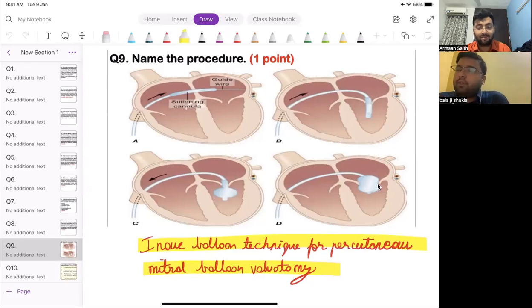So it is used for mitral stenosis. It is the percutaneous mitral balloon valvotomy, and it is known as the Inoue balloon technique. This name is very important.